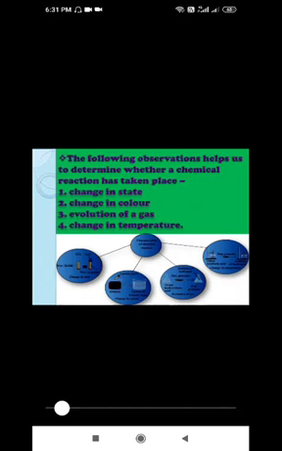Third is evolution of gas. The second activity I've just mentioned, the reaction of zinc granules and the dilute acid, there was an evolution of hydrogen gas. Next, change in temperature. There are a lot of reactions and activities or changes in our surroundings in which there will definitely be a change in temperature.